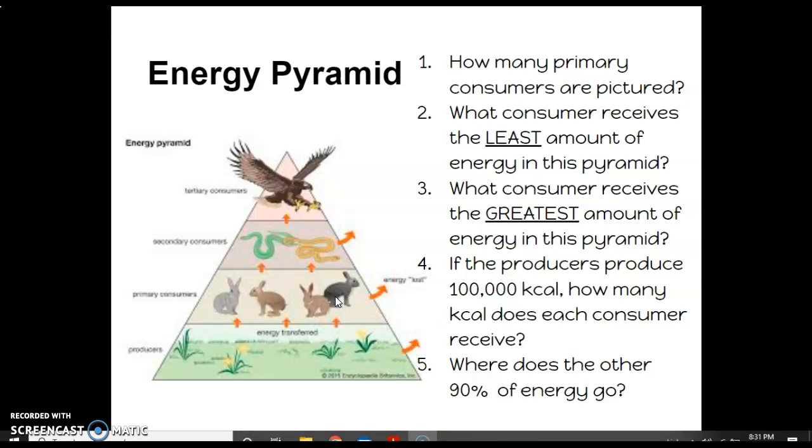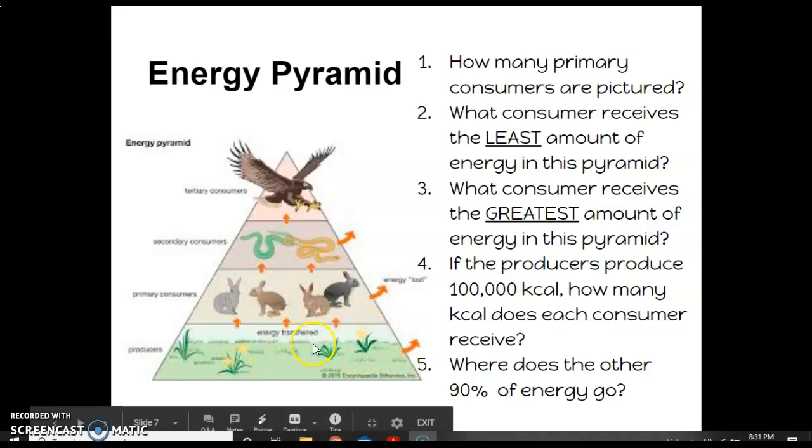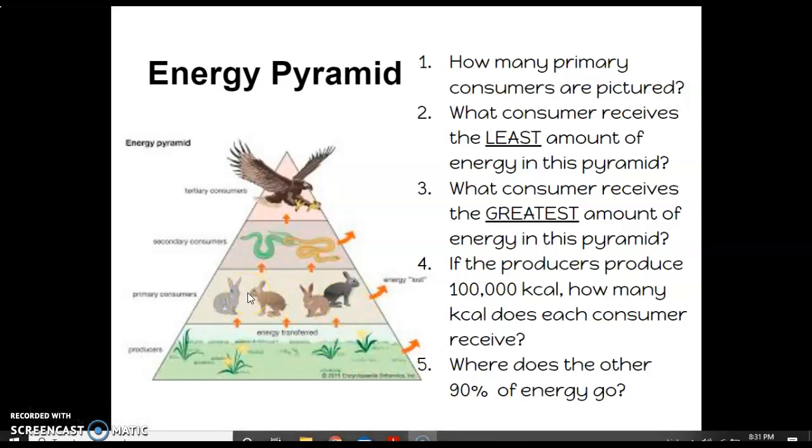If the producer produces 100,000 kilocalories, how many kilocalories does each consumer receive? So you would start off here. If the producers have 100,000, then you would take 10%. The easiest way to do this is take away a zero and you have your answer. So instead of 100,000, you would have 10,000. And 10% of that would be 1,000. Take away another zero, you have 100. So at the top, there would only be 100 kilocalories left for this particular organism.